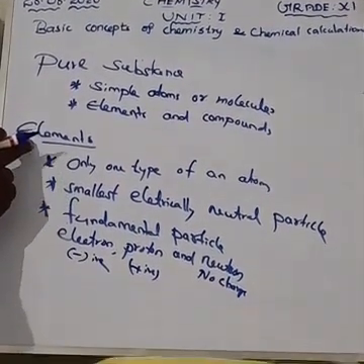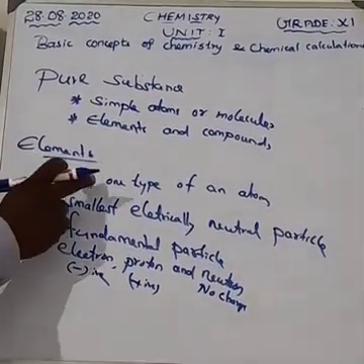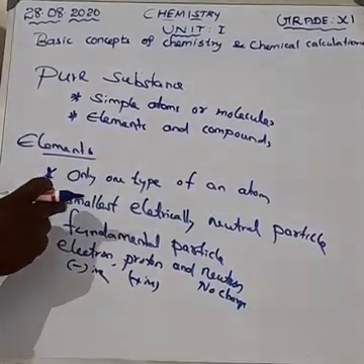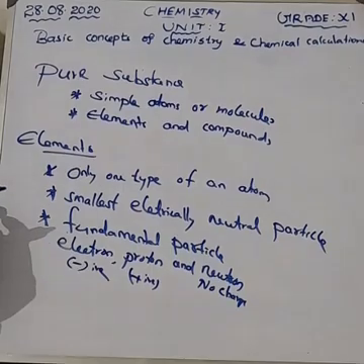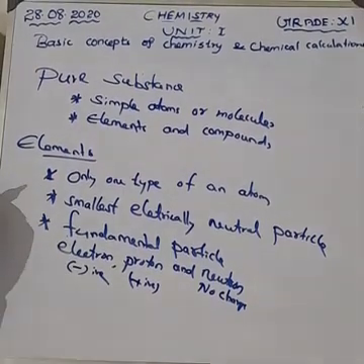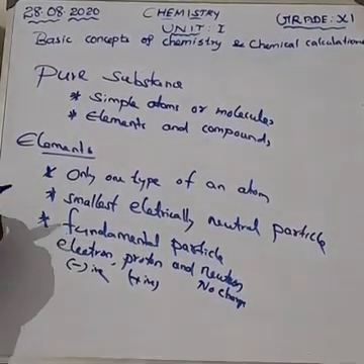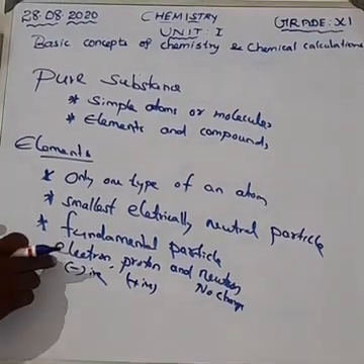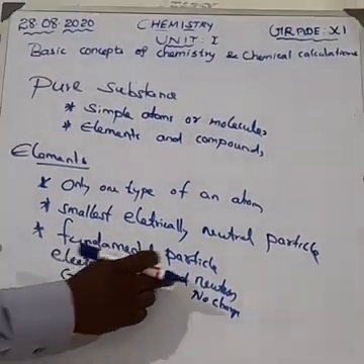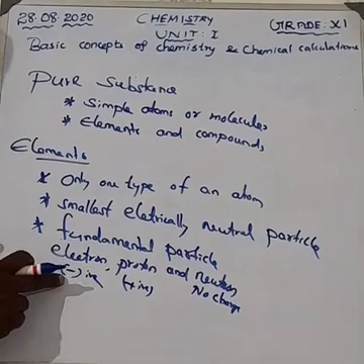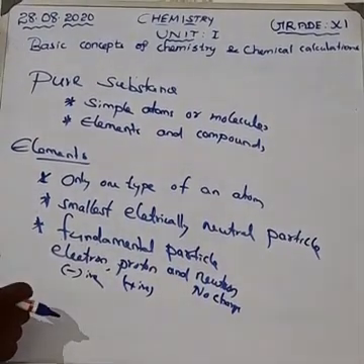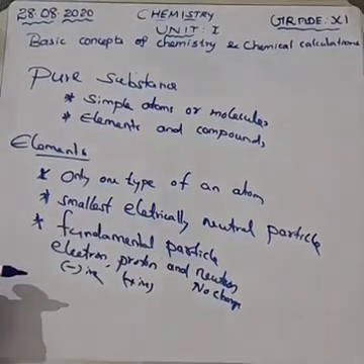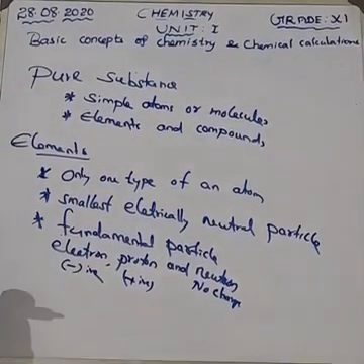Okay? Element. It is only one type of atom. Atom is the smallest electrically neutral particle. All of you know that one. It is made up of fundamental particles. What are they? Electron, proton, and neutron. The charge of an electron is negative. Charge of the proton is positive. And the charge of the neutron is no charge, neutral charge.